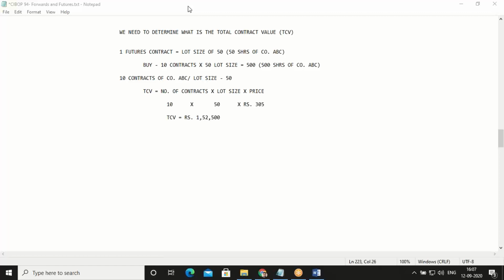Now let's look at the next part of this. We're coming back to this concept of margins. Now, let's be honest. If you had 1.5 lakhs, couldn't you just go to the equity market and buy 500 shares? Couldn't you just go to the equity market and buy shares? Yes, sir. Yeah, definitely, right?